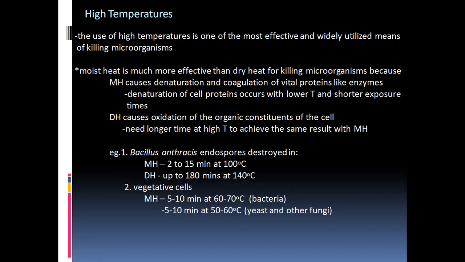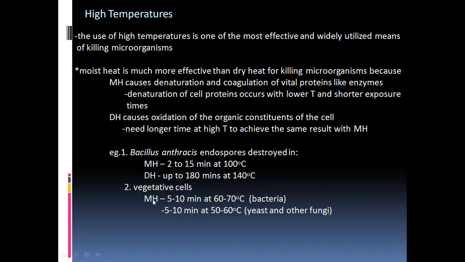For example, Bacillus anthracis endospores are destroyed in moist heat in 2 to 15 minutes at 100 degrees C. For dry heat, you can see here it is 180 minutes, a great time, and the temperature is also high. That is why we say that moist heat is more effective. In it, the exposure time is short and the temperature is lower, while in dry heat the exposure time is 180 minutes and the temperature 140 degrees C. Both are high as compared to moist heat.